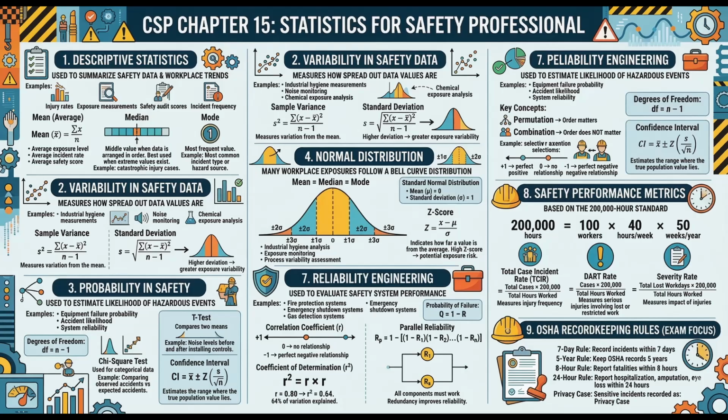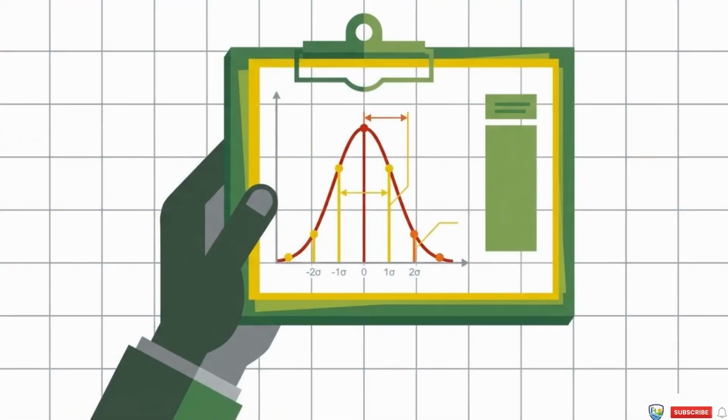The ASP, or Associate Safety Professional, and CSP, or Certified Safety Professional, are rigorous credentials testing the core knowledge needed to manage risk in complex industrial environments. To succeed on these exams and in the field, you must master one essential tool: statistics.